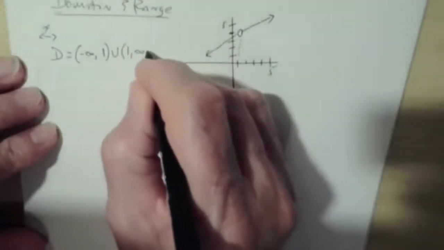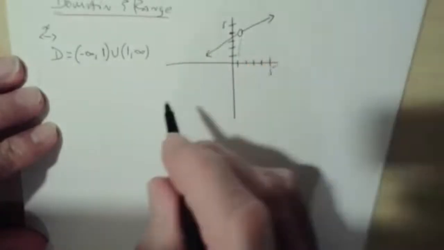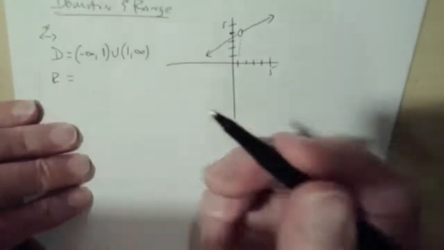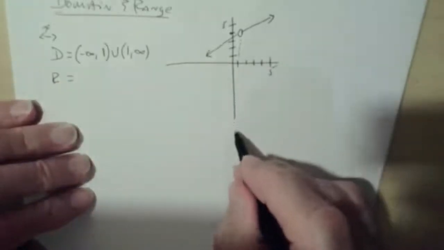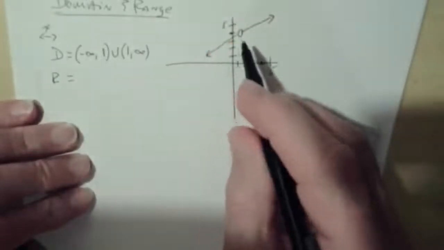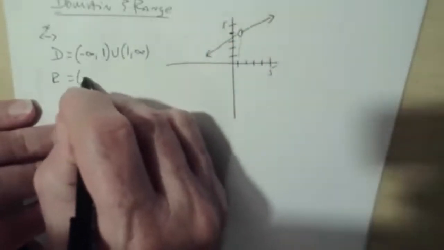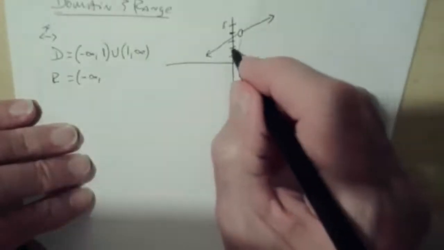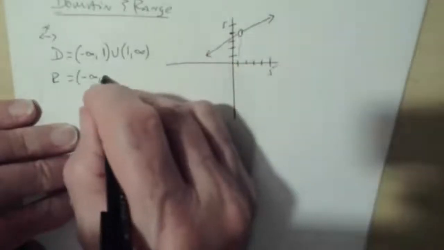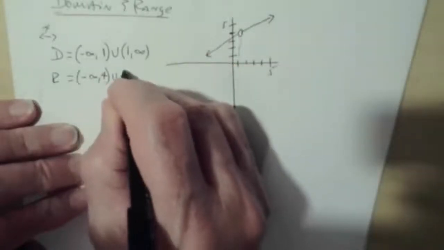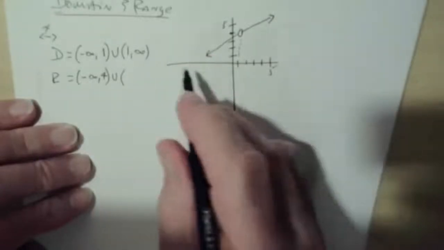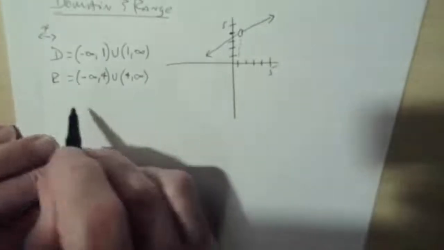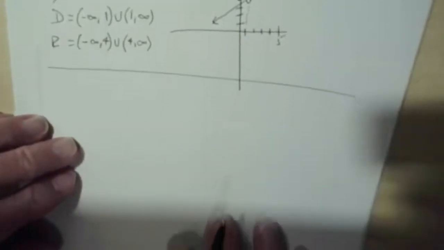The range again goes from the bottom to the top. The bottom is going to be negative infinity up to 1, 2, 3, up to 4, with a union of 4 to positive infinity. That was number 12.